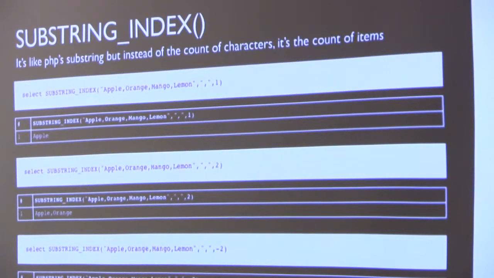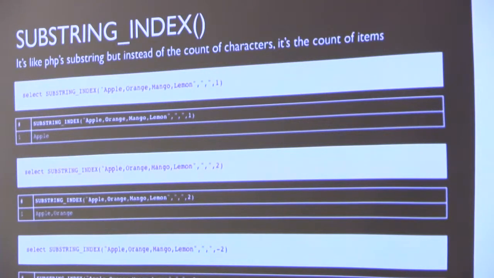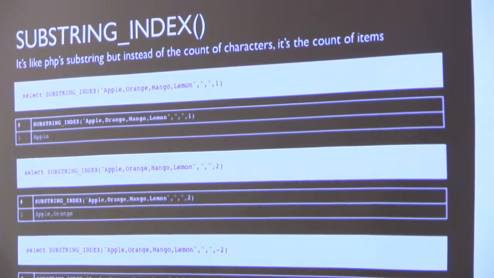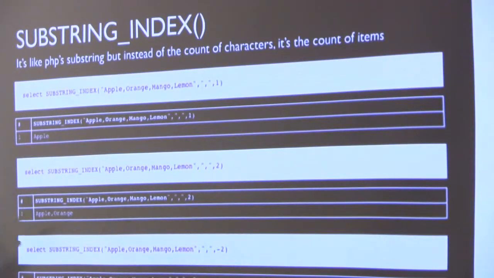I have a query and I got the first 10, but I don't want the 10. I want just the first 3. So you can actually use substring index. It sounds horrible because it's called substring, yet you're calling it per item. You're grabbing it per item, right?